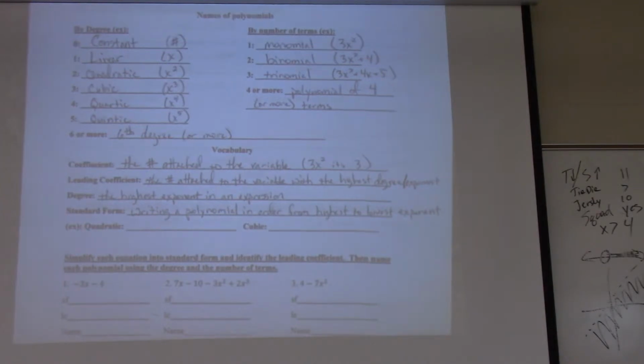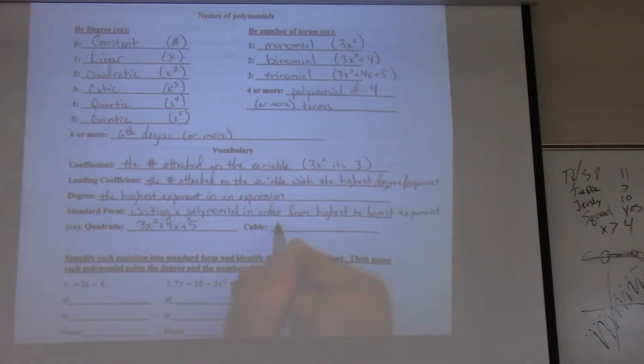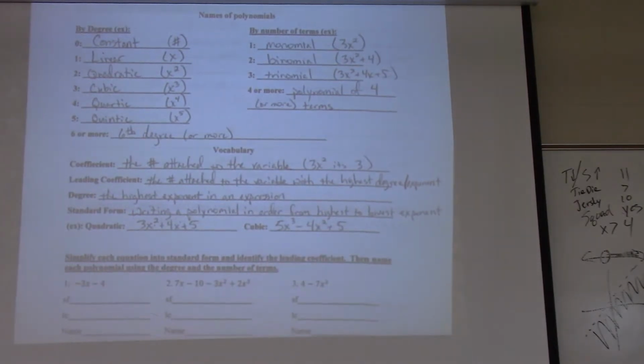So an example of quadratic would be, well, I kind of wrote one up above, 3x squared plus 4x plus 5. An example of a cubic, so again, in standard form, the 2, the 1, which isn't there, but it's there, and the 0. Cubic would be, I don't know, 5x cubed minus 4x squared plus 5. I don't have to have an x term in there. I don't even necessarily have to have an x term in there.